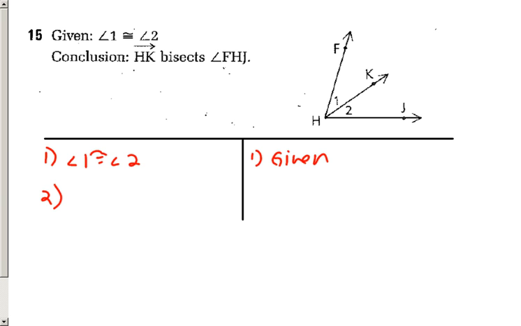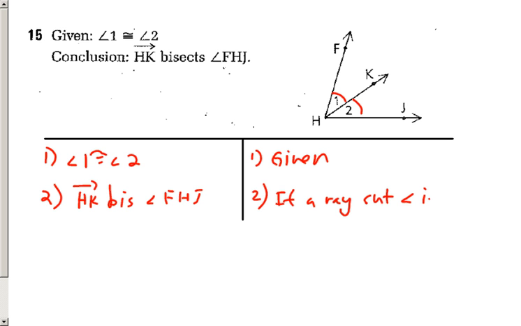Step 2, like I said, in a two-step proof is what you're trying to prove. So HK bisects FHJ. And this again is a lot like the last one. If a ray cuts an angle into two congruent angles, then the ray bisects that angle, and that's the perfect answer to that one.